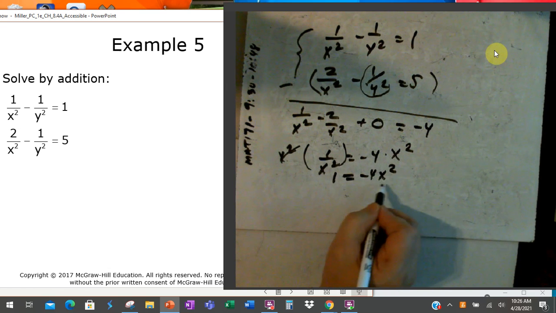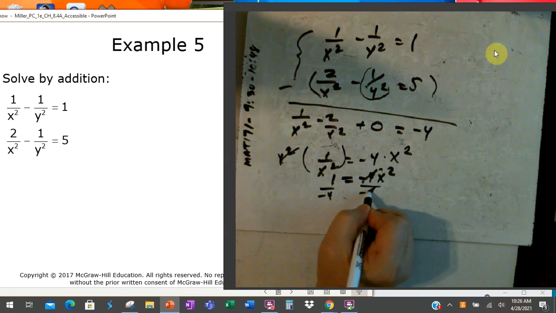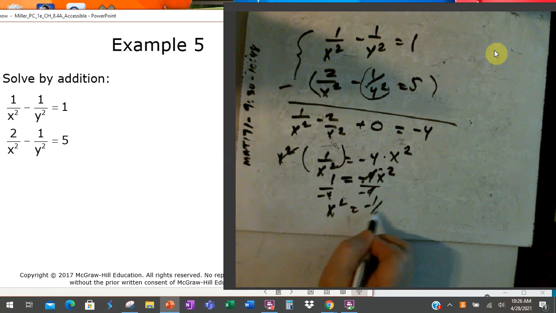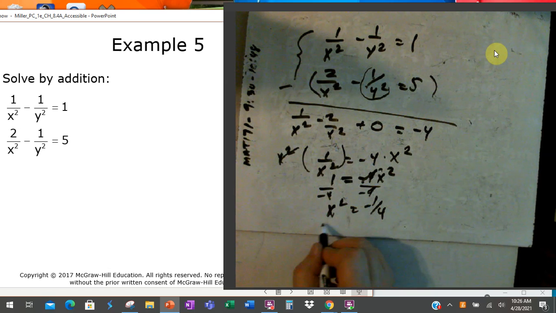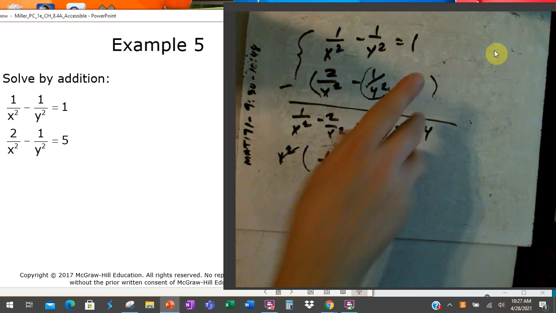Divide both sides by negative 4. X squared is equal to negative 1/4. When is a square number equal to a negative? No solution for that. Okay, I have complex solutions, no real solutions. So no real solution. Maybe I should add that for us. And if I have no real solutions for x squared, there's no reason to go put this back in and solve for y squared.